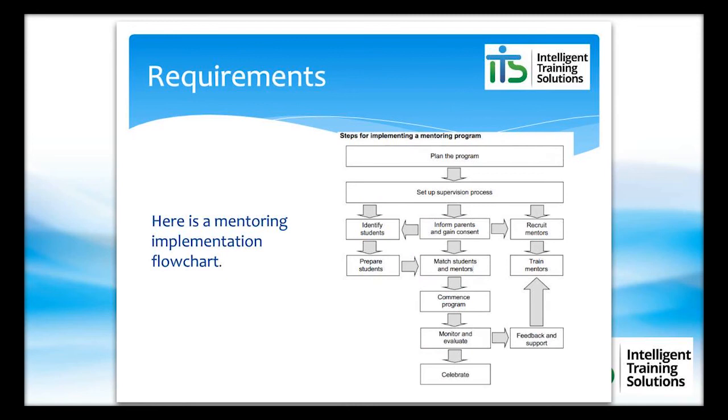Here's a mentoring program sort of flow chart for a program that would be where you're, say, for instance, managing a whole group of mentors to work with, in this situation, younger people. So you'd plan the program, you'd set up the supervision process, so working with your mentors. You'd then go off and inform parents and gain consent. You'd identify the students, you would recruit the mentors, you'd prepare the students, you would train the mentors, you'd match the students and mentors, you'd commence the program, you monitor and evaluate, give feedback.